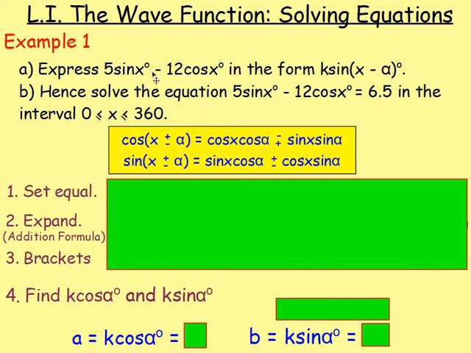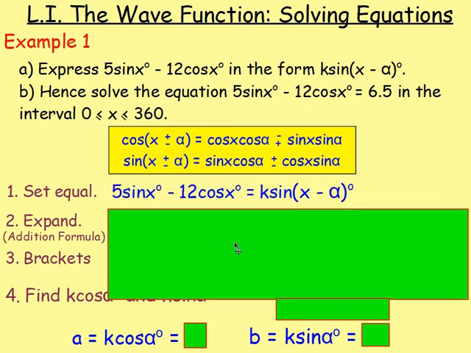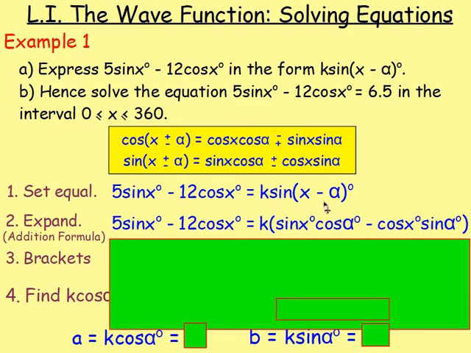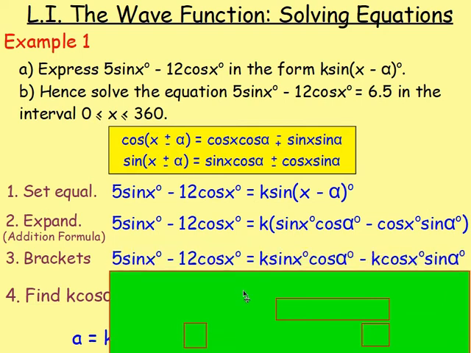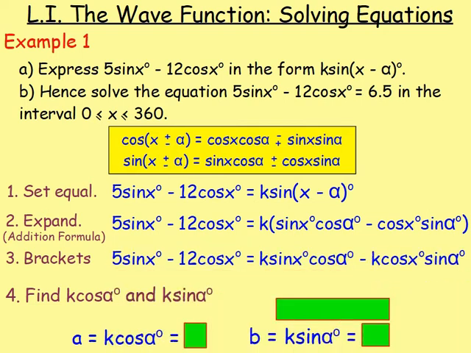So the first thing you would do is set them equal. If you want more of an explanation, maybe look back at the other examples, but you should know this by now if you have looked at the other videos. First of all, set them equal. From there, you're going to have k bracket expand sine x minus alpha, multiply out the brackets, and then from there, you want to find the values of k cos alpha and k sine alpha. So, do the same thing as before.